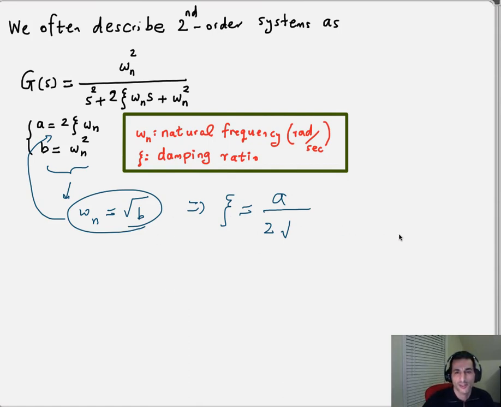It looks like it's slow, so the connection between my tablet and the computer is slow, but you're going to see it. The equation for zeta is a over 2 square root of b.